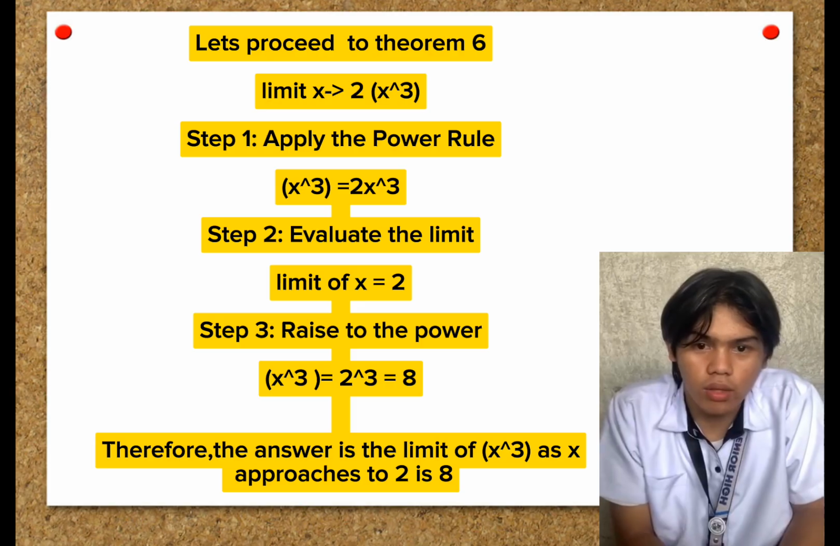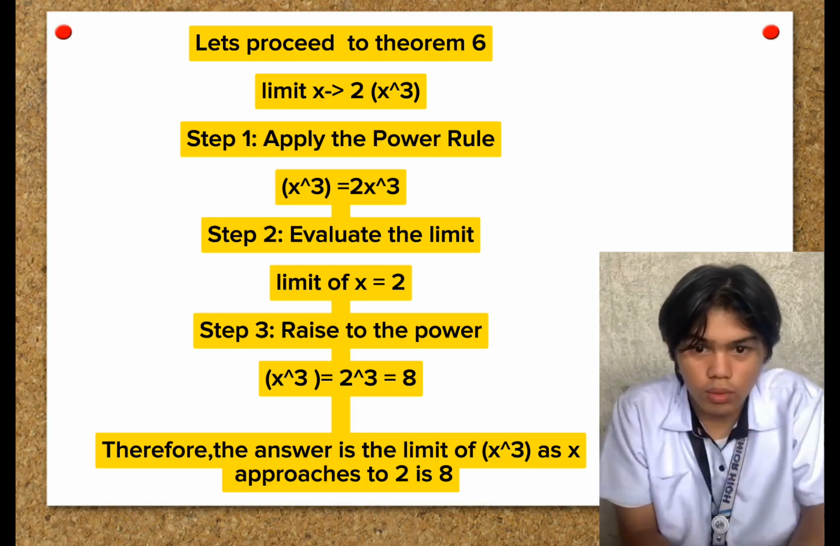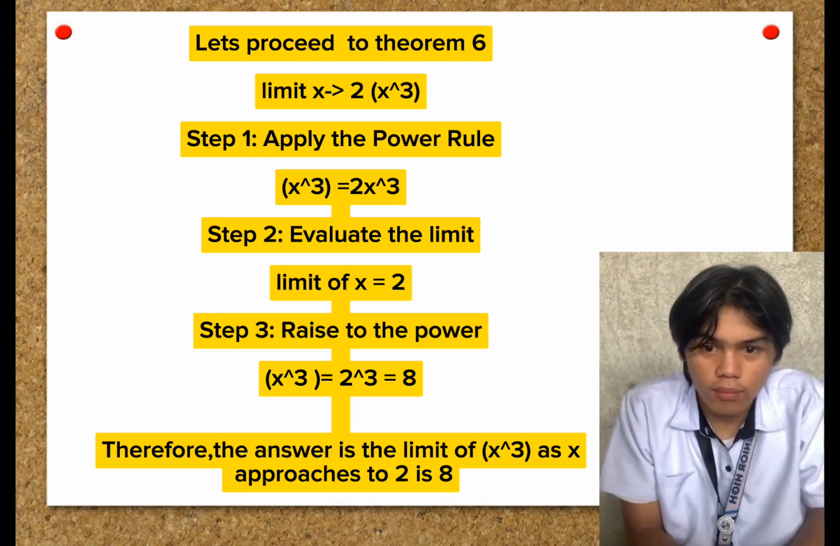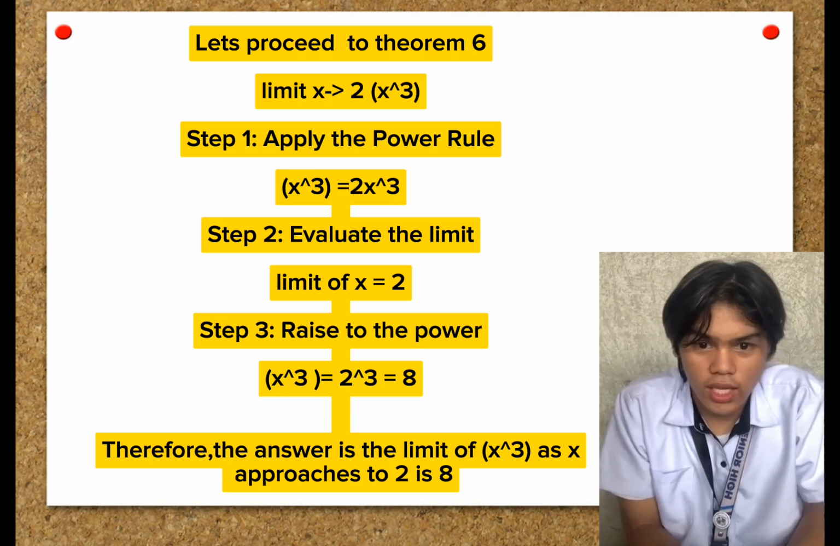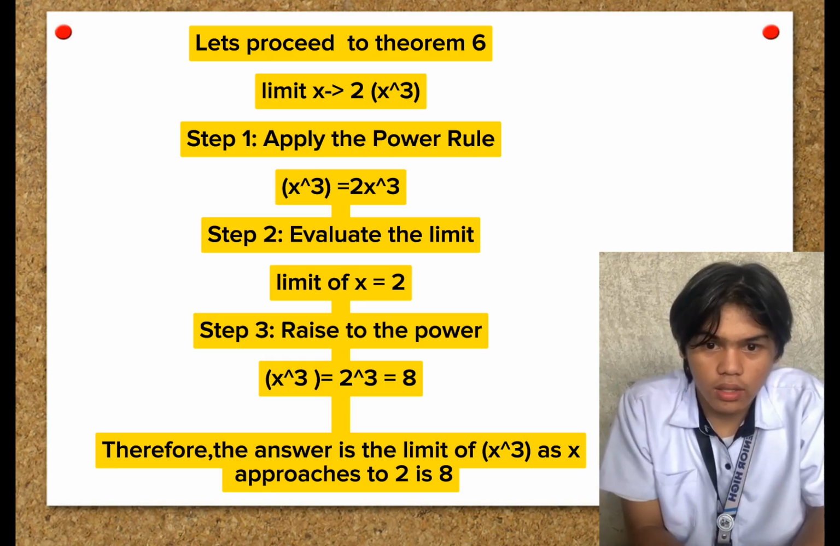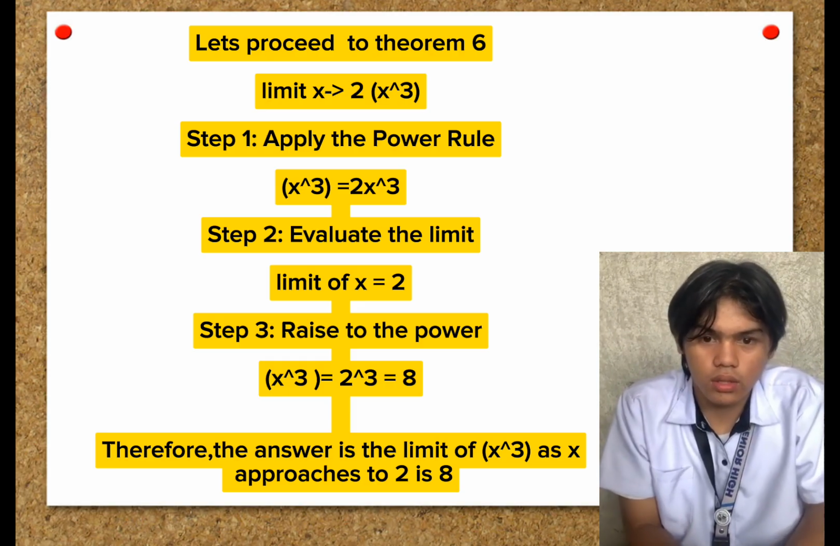Step 3. Raise to the power. Substitute the result from step 2 into the equation from step 1. The limit of x cubed equals 2 cubed, which equals 8.